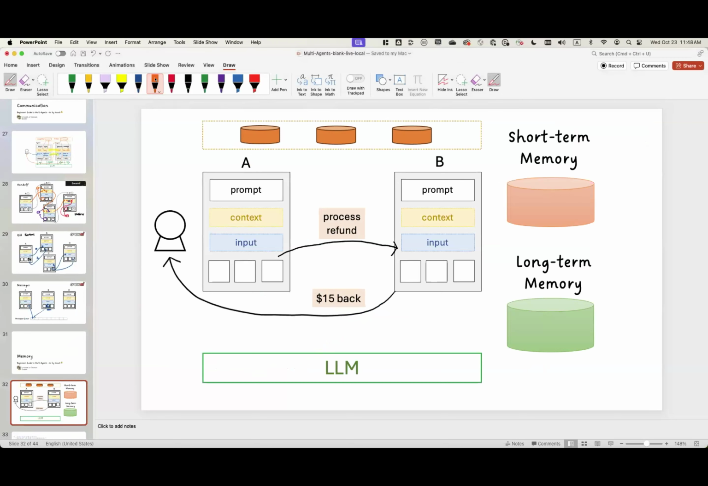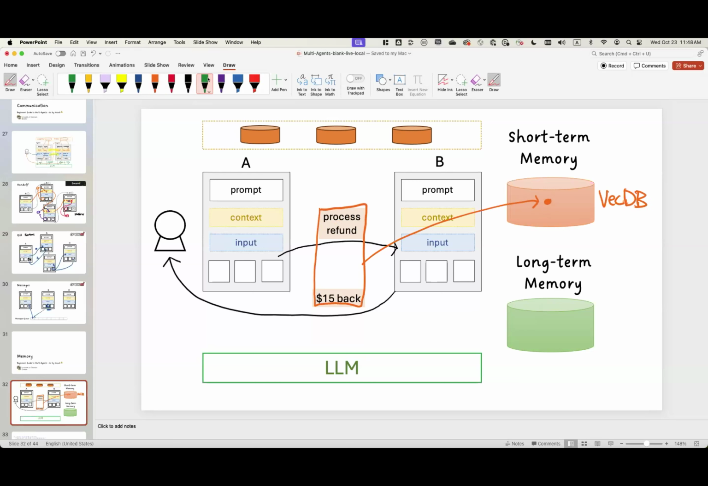And then instead of having explicit communication between agents sometimes, you could use a separate database to store memories. So for instance, you just exchange a process refund and $15 back. This is a bit more like an immediate transaction. So we tend to put a shorter memory as is in the raw text, maybe embedded in the text embedding. Because of that, typically we use a big database to store the shorter memory.